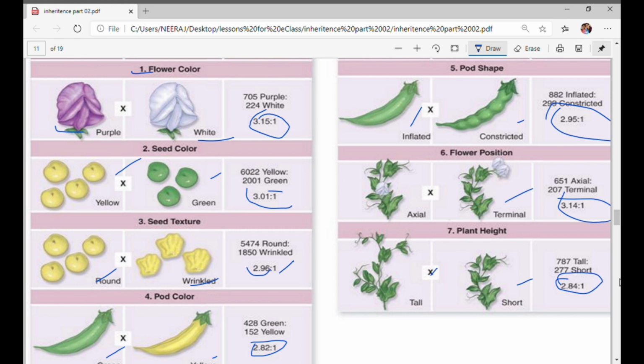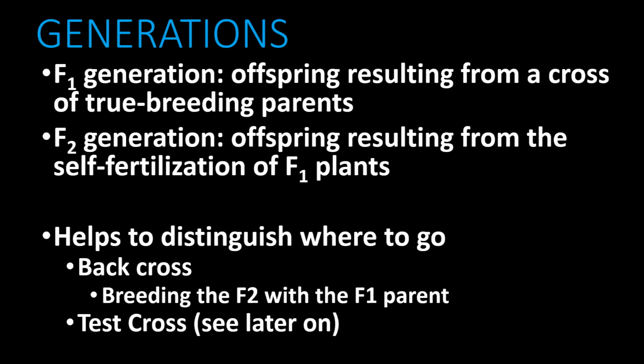So, conclusions from his observation: the F1, the first filial generation, are the offspring resulting from a cross of true breeding plants, and the second filial generation are the offspring resulting from the self-fertilization of the F1 plants. This helps to distinguish the genotypes, and as we will see later in our next lesson, this is referred to as the back cross and test cross.